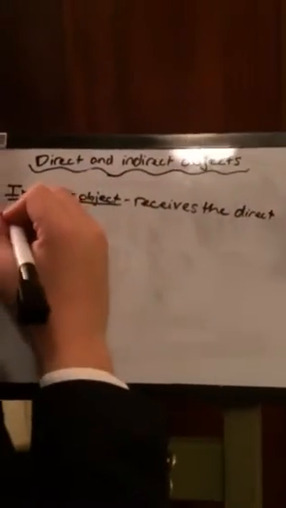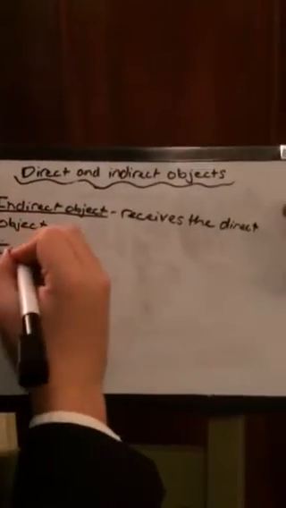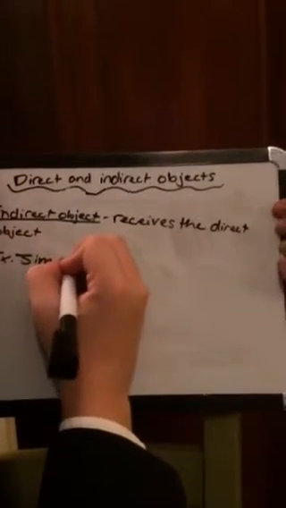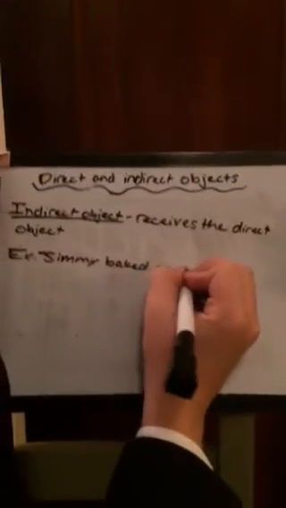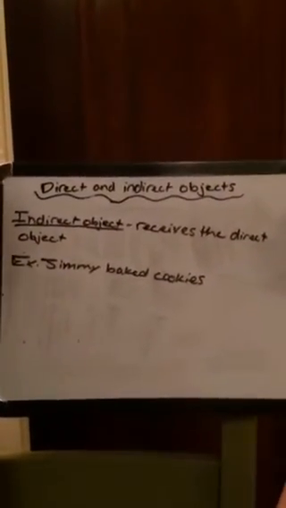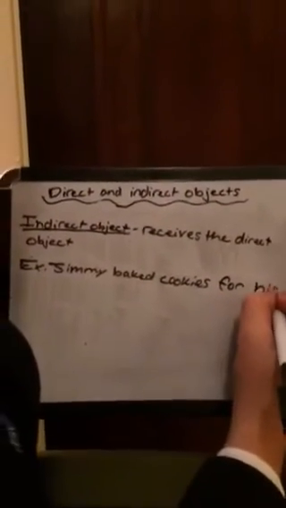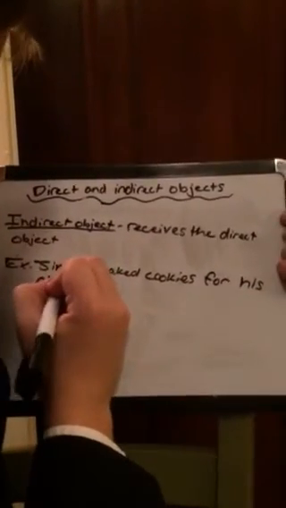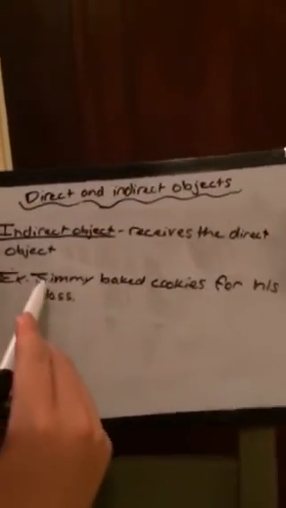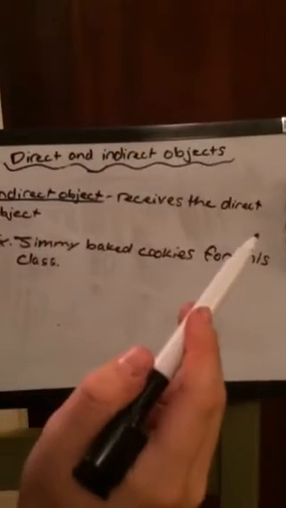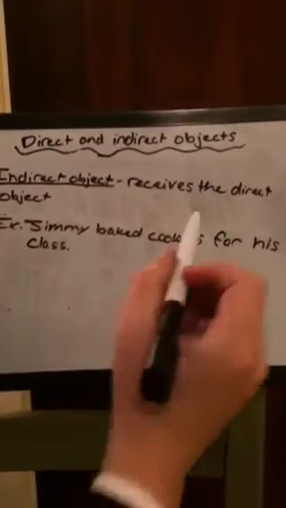So, in my past example, which was Jimmy baked cookies, I'm going to tweak that sentence a little bit and say Jimmy baked cookies for his class. Okay. For now, we're going to find our direct object, which is Jimmy, the subject, plus your verb, which is baked, plus the question what or who. And then that will give you cookies for your direct object.